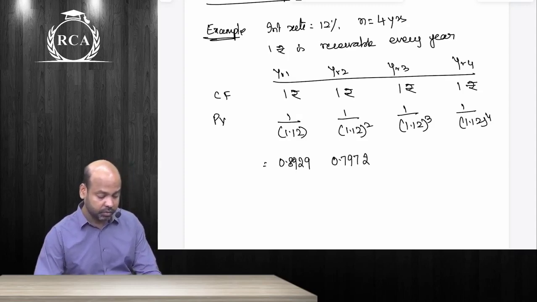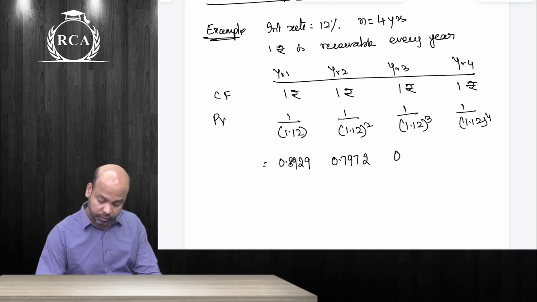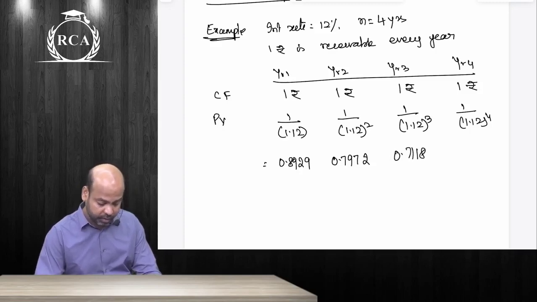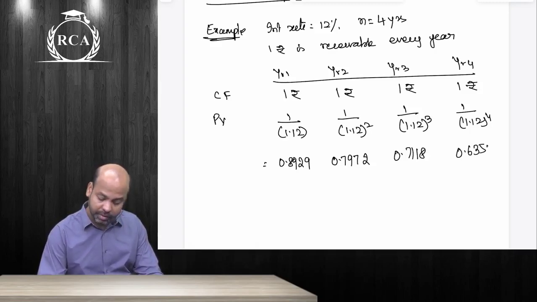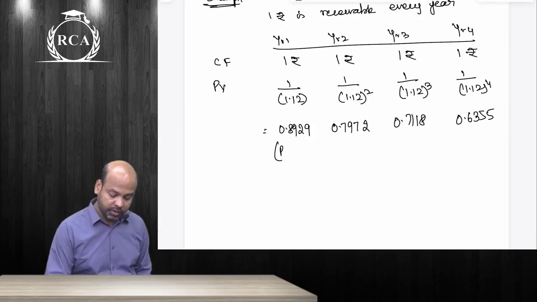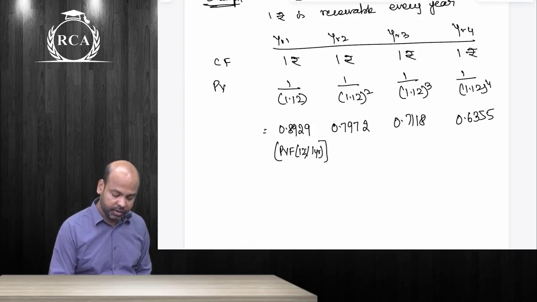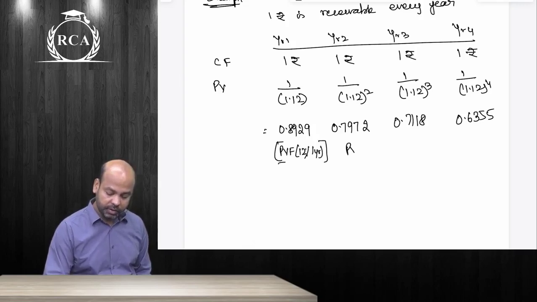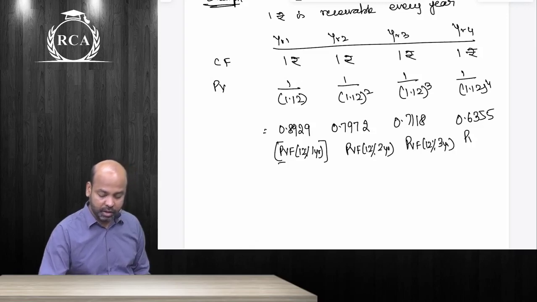7972, 7118, 6355. So this is the present value factor at 12% for the first year. This is the present value factor at 12% for the second year, the present value factor at 12% for the third year, and the present value factor at 12% for the fourth year.